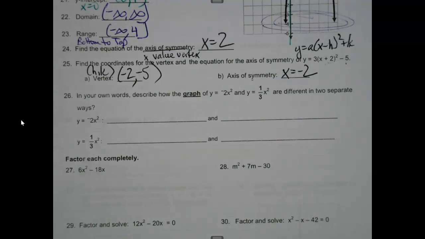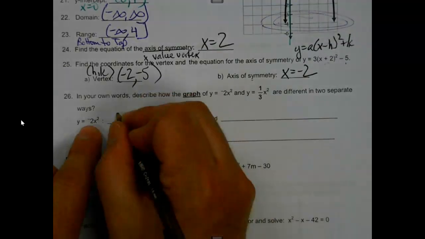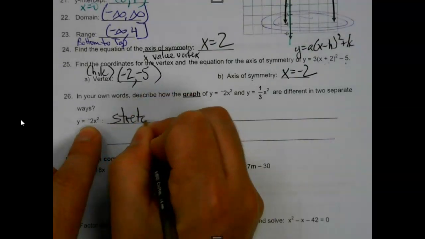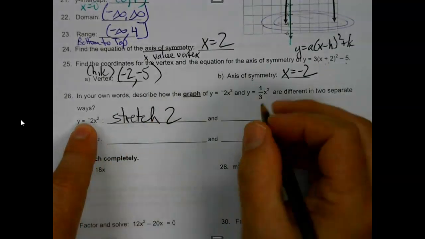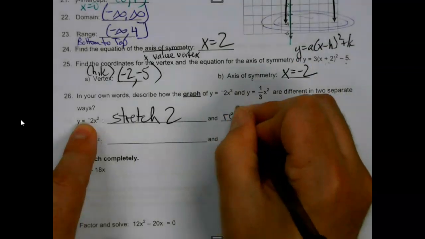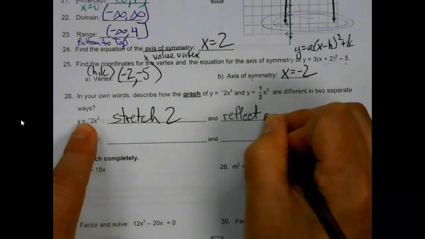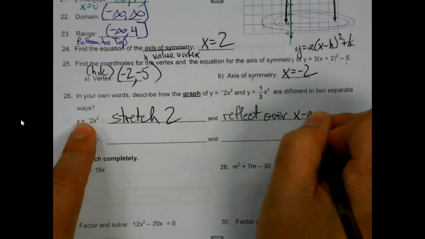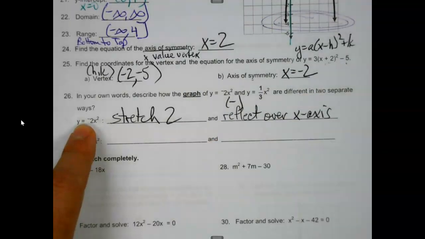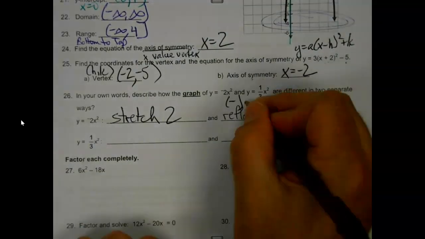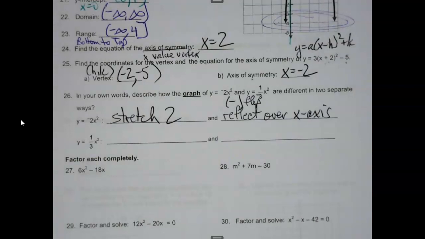Okay? Describe how the graphs are different. Okay, so basically it's asking you what's happening on each of these. Well, the 2 itself is going to stretch my graph. The negative, okay, even if you just said reflect, okay, that's because of the negative. You could even say flip if you wanted to here. Flip over the x-axis. I'll take it. I'll have teachers yell at me, but that's okay.